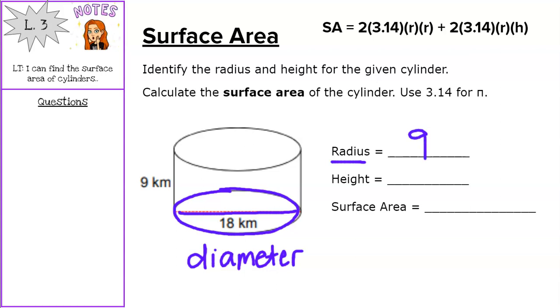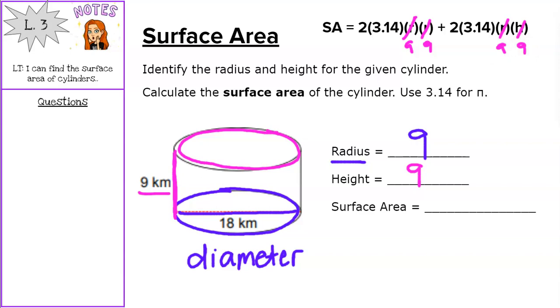And then the height is that distance between the two circles. So circle 1, circle 2, that distance between the two circles is 9 as well. So our radius is 9, our height is 9. Now to find the surface area, we're just going to plug 9 in for r, and plug 9 in for h. So I'm going to put that into my calculator.